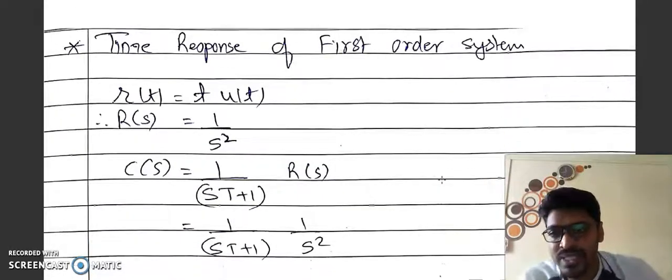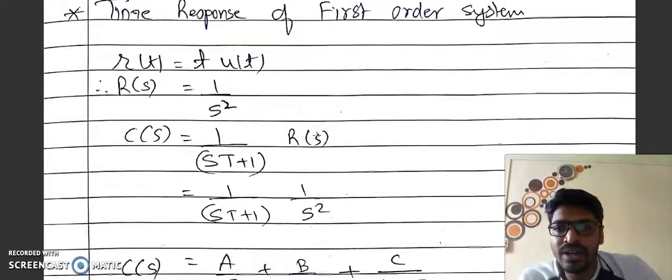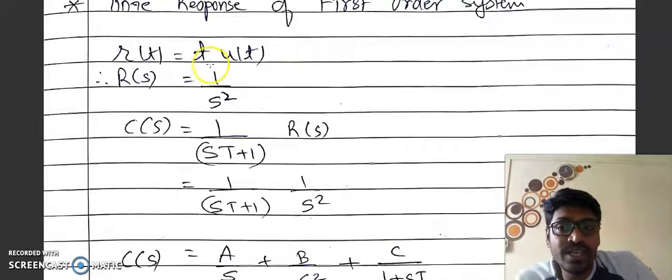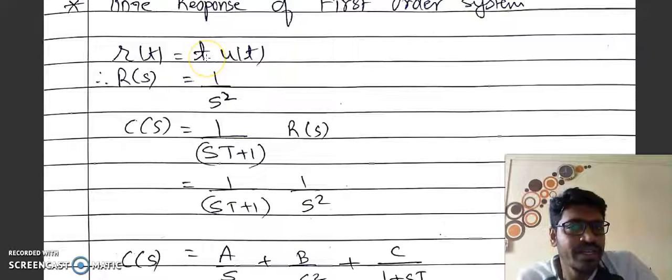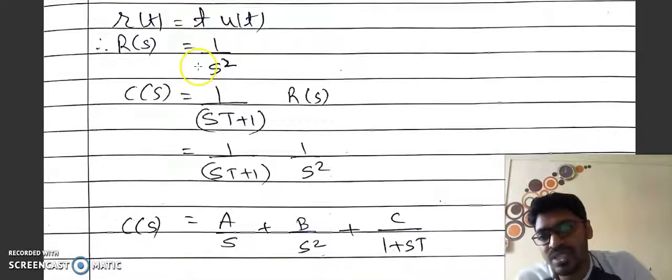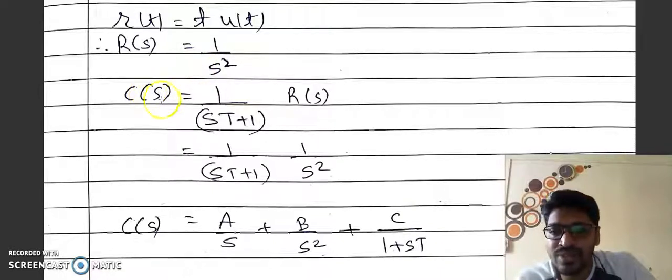Now similarly, what we will see is the time response of a first order system. Now here the signal is r of t equal to t into u of t. What is the signal t into u of t? It is your unit ramp signal. Again the procedure is the same. We have the equation c of s is equal to 1 upon st plus 1 into r of s. Now here r of s is 1 upon s square, so I will substitute the value of r of s here.